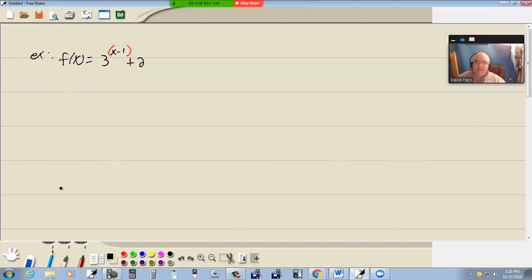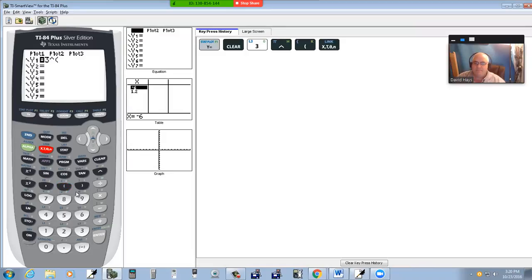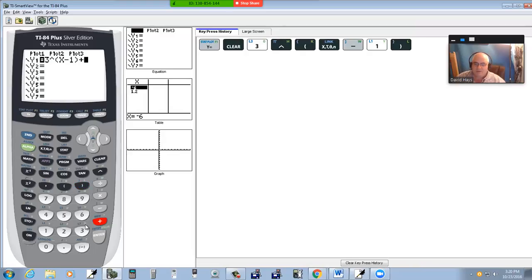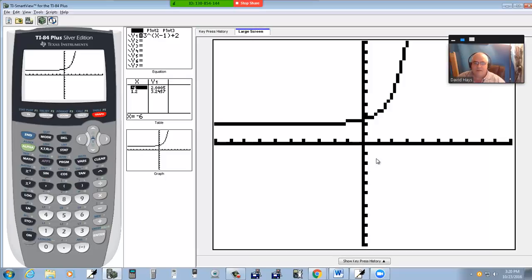So press our y equals, press our clear, and we've got 3 caret, and I'll do my beginning parentheses, x minus 1, close parentheses. Now you have to make sure you do a right arrow key to get out of the exponent if you're on the newer TI-84s. I don't have one of the newer ones here, so I don't have to do the right arrow key. And then plus 2, and then graph. And that would be our answer. And you'll notice a pattern, because this same pattern repeats for every one of these problems. It grows slow, and then it flies out of sight.